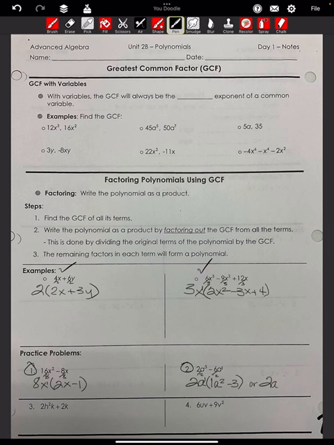Now another way you may see this written is 2a, parentheses, a to the second minus 3. Because remember in algebra, if it's a 1 in front of our letter or variable, we make it invisible.